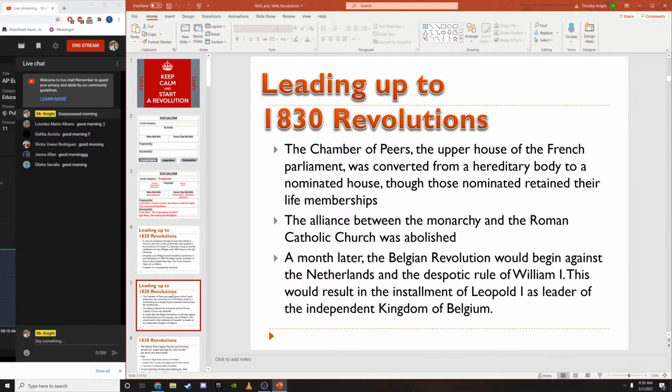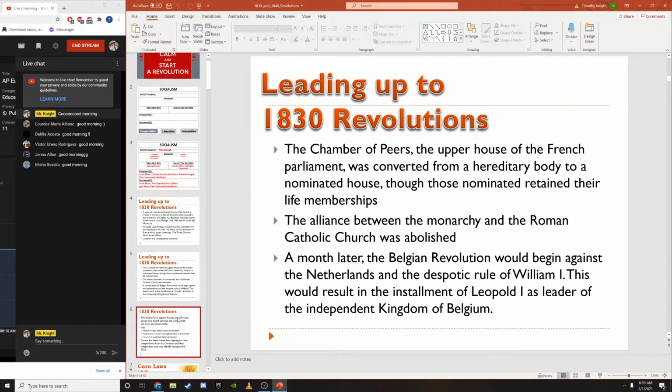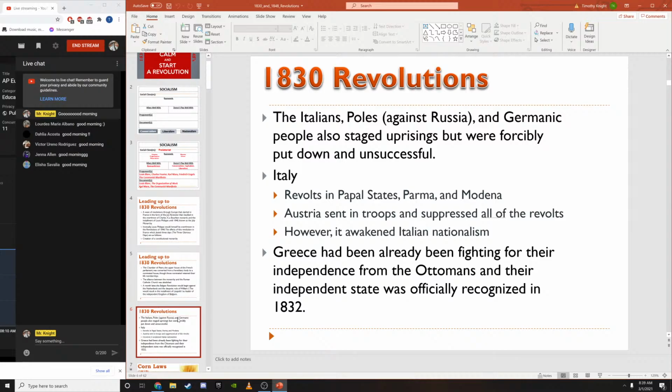A month later, the Belgian Revolution would begin against the Netherlands and the despotic rule of William I. This would result in the installment of King Leopold I as the leader of the independent Kingdom of Belgium. Also, the Italians, Poles, who were fighting against Russia, and Germanic people also staged uprisings at this time, but were forcibly put down and unsuccessful.